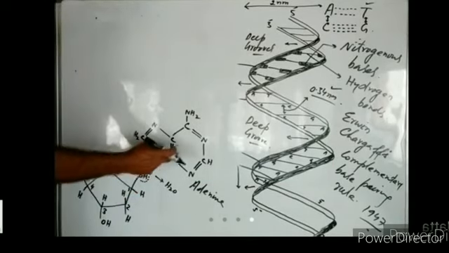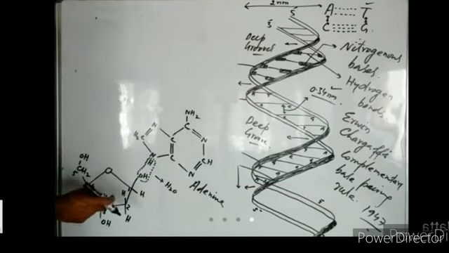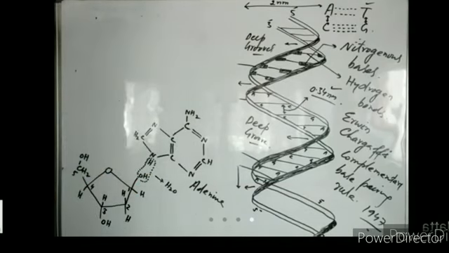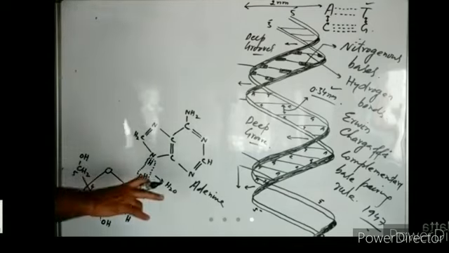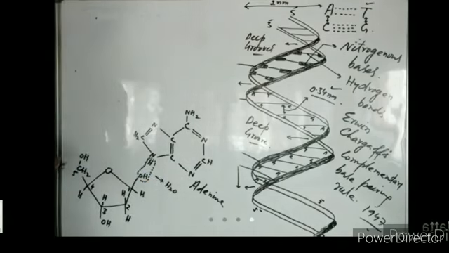And the nitrogenous base and pentose sugar join, right? So when a nitrogenous base joins with a pentose sugar, what is formed? A nucleoside is formed. So this nucleoside will be known as adenosine, and adenosine nucleoside will be formed.